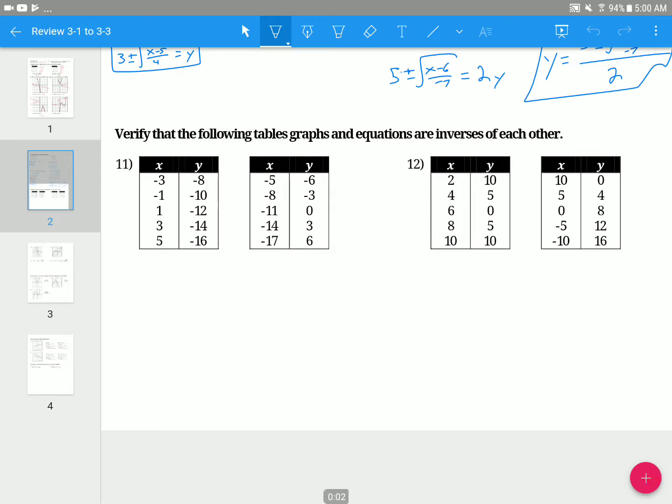All right. Algebraic reasoning review 3.1 to 3.3. This is numbers 11, 12. I think it's 11 through 16. It says verify the following tables, graphs, and equations are inverses of each other.